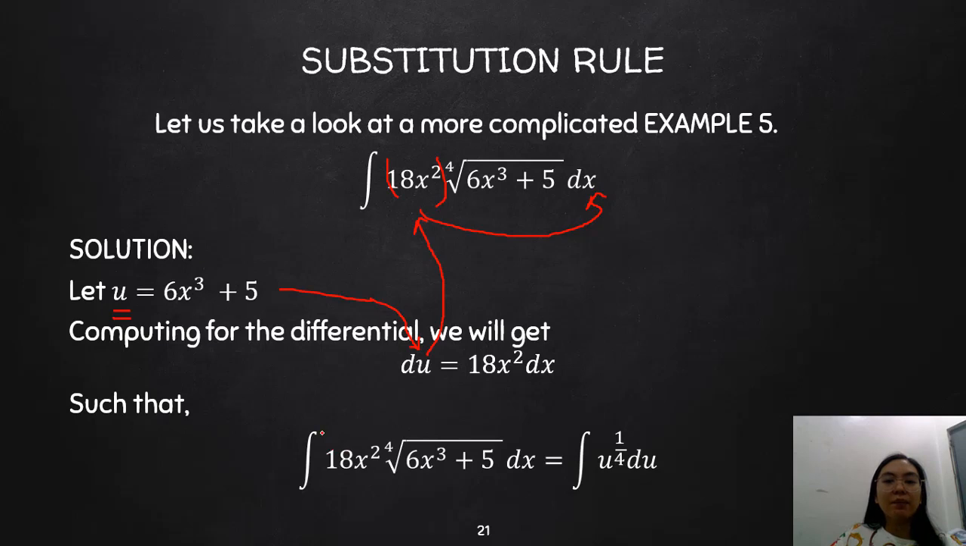So, di ba parang pag i-shortcut na natin, the integral of 18x squared, the 4th root of 6x cubed plus 5 dx is equal to the integral of u. Kasi di ba this is equal to u raised to 1/4. Sinimplify lang natin kasi the 4th root is raised to 1/4 du. Kasi du is equal to 18x squared dx. And of course, u raised to 1/4 is the fourth root of 6x cubed plus 5.